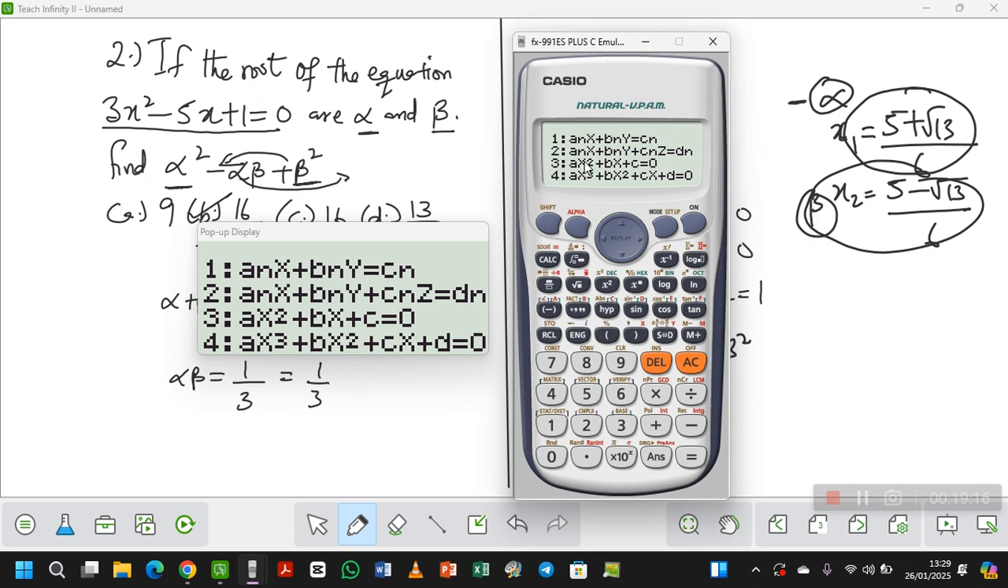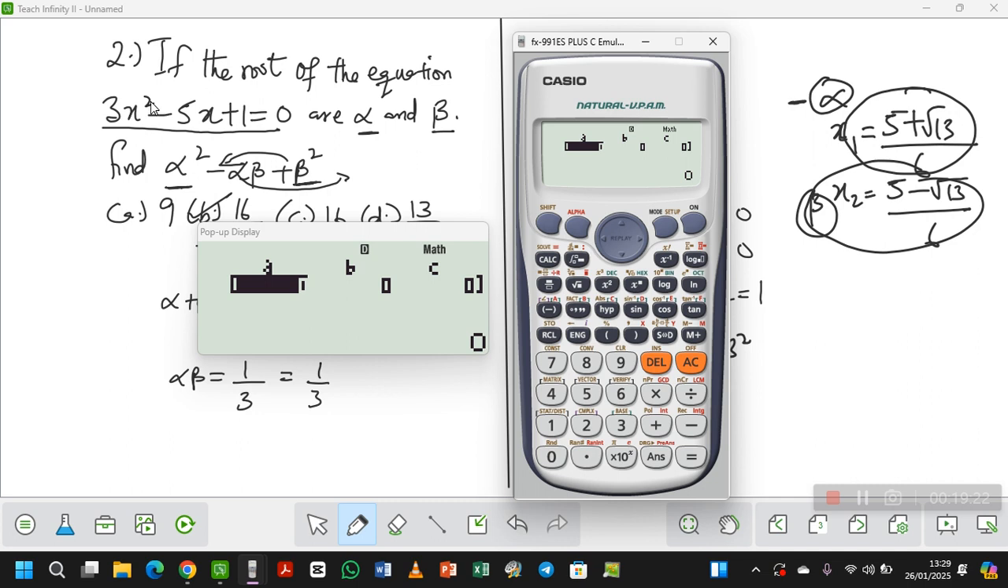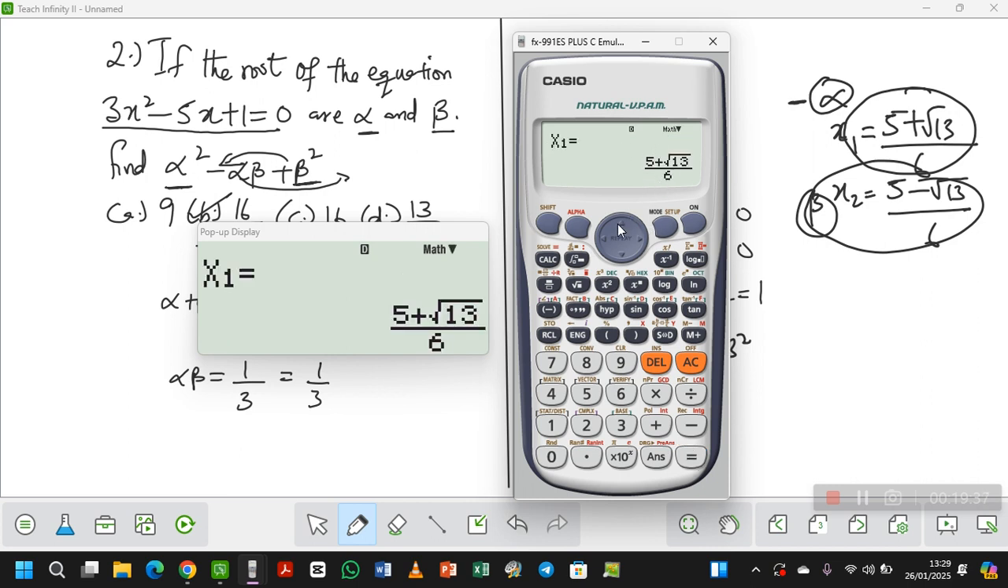You know this one is ax squared plus bx plus c. So that will be 3. Then you press equals. This will be your a, 3. This will be your b, minus 5. Then c is 1. That's all now. So the first one, x1, I now assume it should be alpha. Do you get what I did? Yeah. The second one is 5 minus root 13 over 6. I now assume it is the beta. Do you get what I did now? So that's just it. Yes, sir.